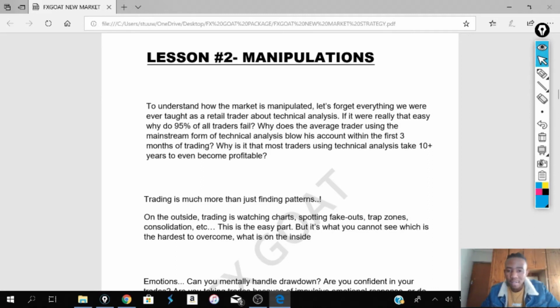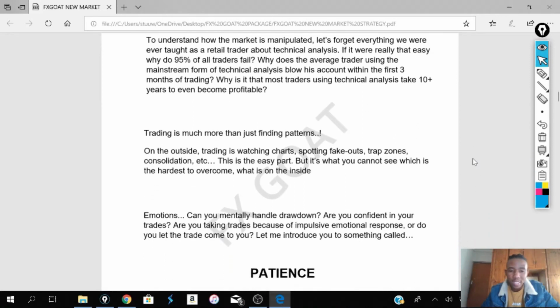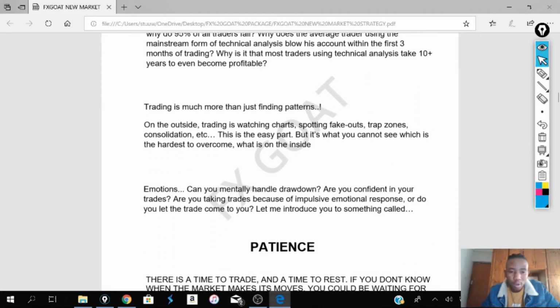Why does the average trader using the mainstream form of technical analysis blow his account within the first 3 months of trading? Why is it that most traders using technical analysis take 10 plus years to become profitable? Why? Because they don't know that the problem lies inside. Trading is much more than just finding patterns. On the outside, trading is watching charts, spotting fake outs, trap zones, consolidation, etc. That is just the easy part.